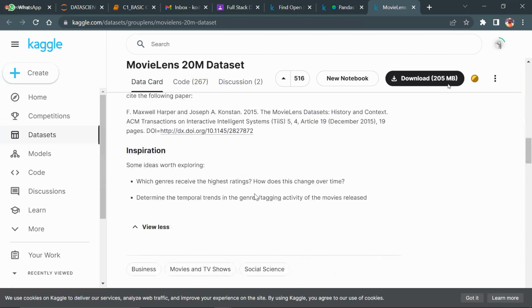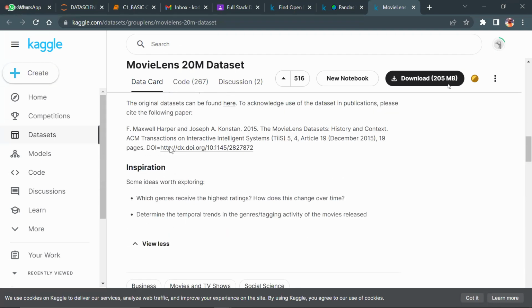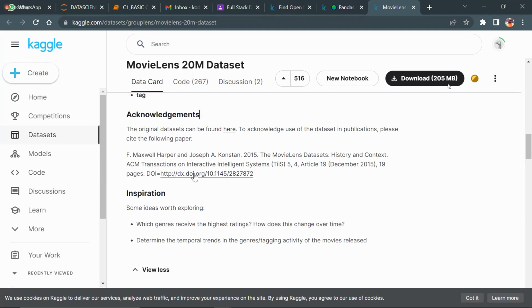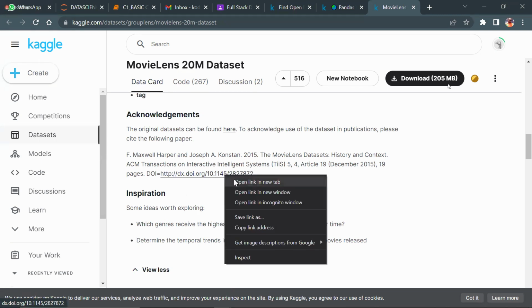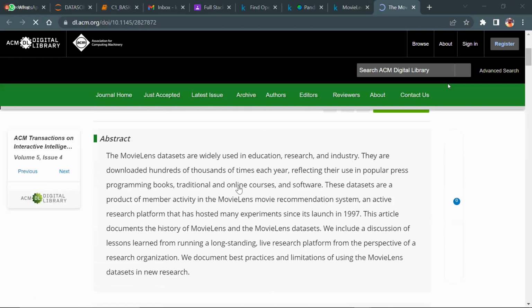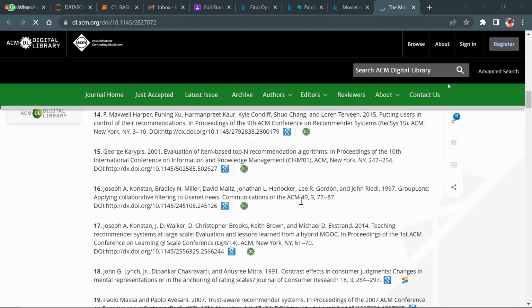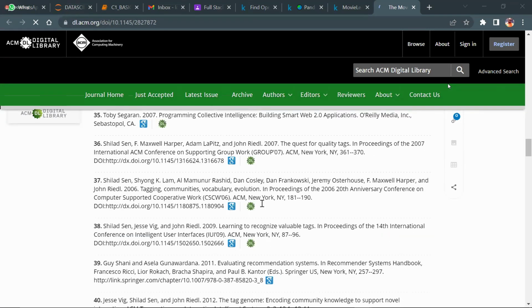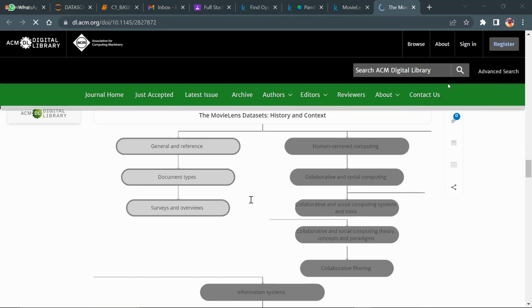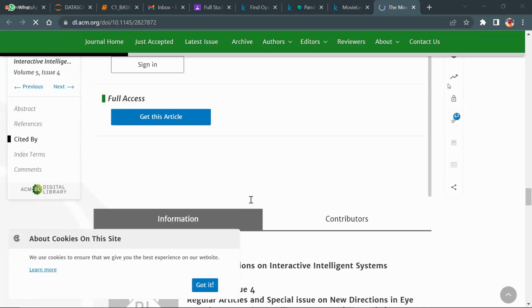So now the next one, who created this one? There are authors called Maxwell and Joseph. They updated it in 2015. When, guys? 2015. They uploaded the data, but they are researchers, and you can find the DOI, the date of journal release, the abstract, and references. All the details are mentioned here. They created the data set and uploaded it to the Kaggle repository.